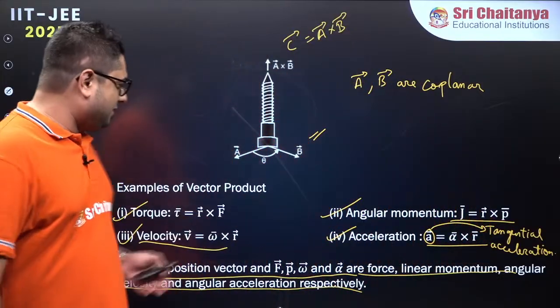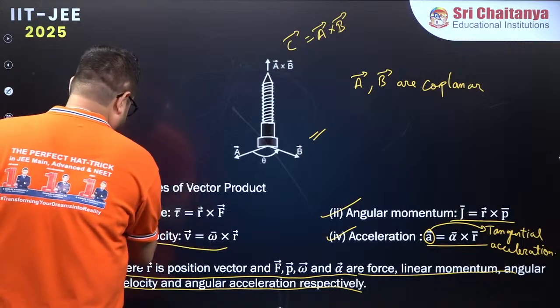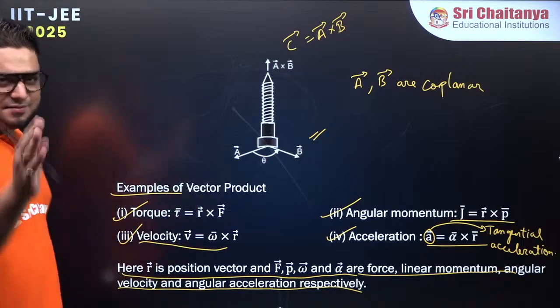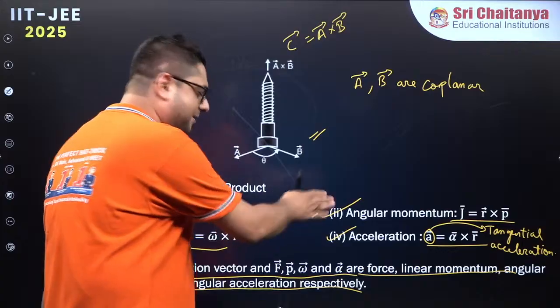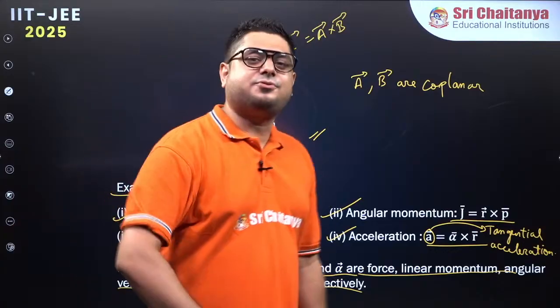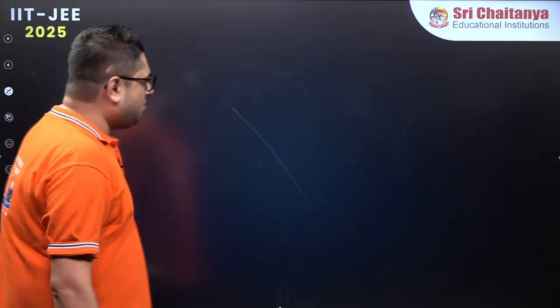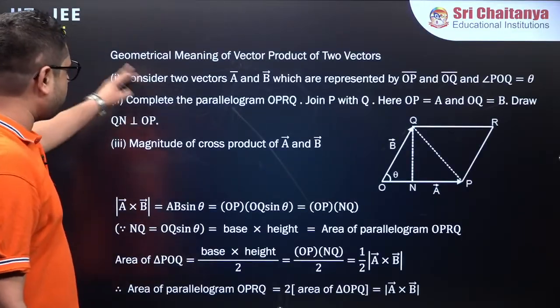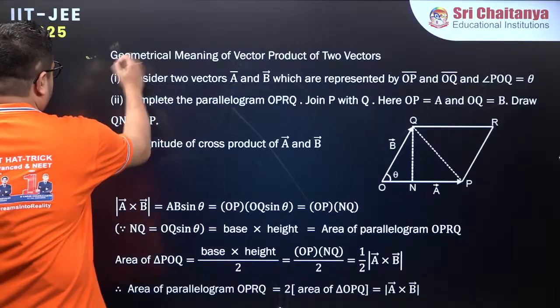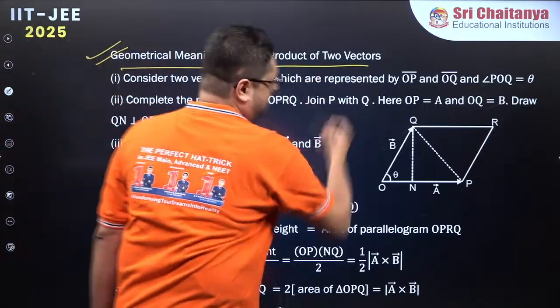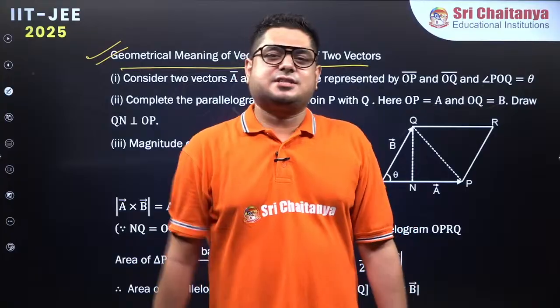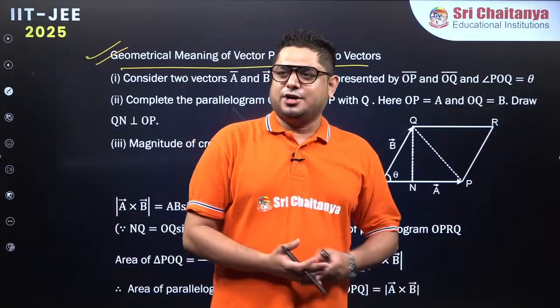So these are some examples of vector product. That's why we require them. All these parameters you will be encountering in the class 11th JEE Main Advanced curriculum physics itself. So now we are going to be discussing the geometrical meaning of vector product. This is also a very, very important question, and in previous year JEE Main they have asked a couple of questions based upon this.